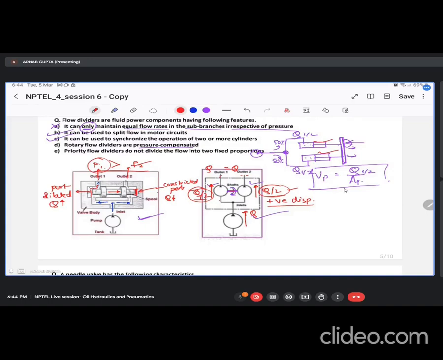So rotary flow dividers are not pressure compensated. Rather, this type of spool design is pressure compensated. So this is also not the correct option.